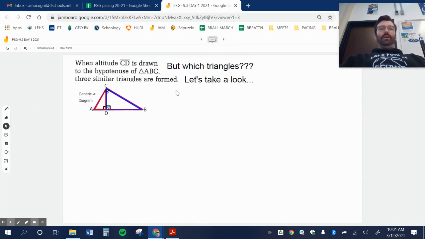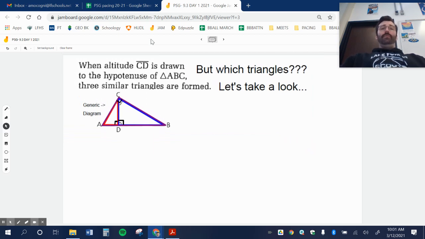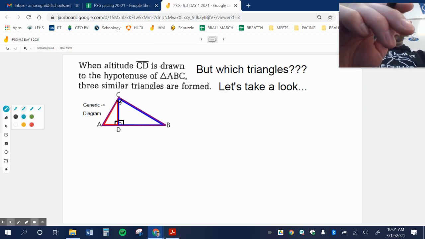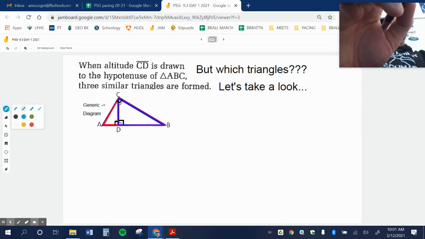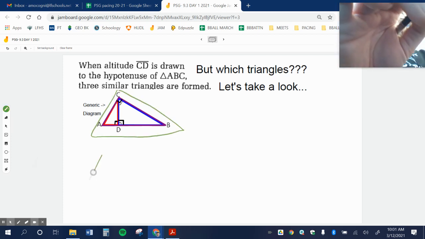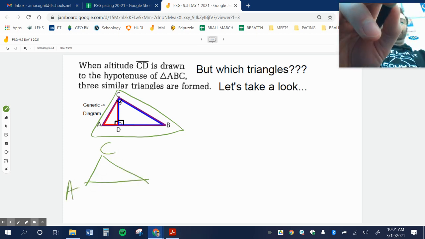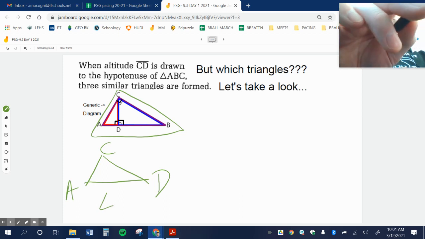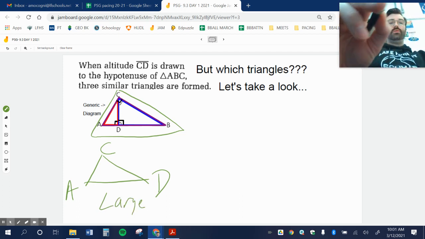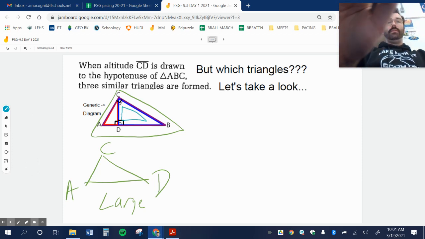Well, when an altitude is drawn onto a hypotenuse, like CD of ABC, 3 similar triangles are formed. You have the big triangle. Since I don't have a purple, I'm going to use green. Sometimes people forget about the big triangle. A, C, D. I call that the large triangle.